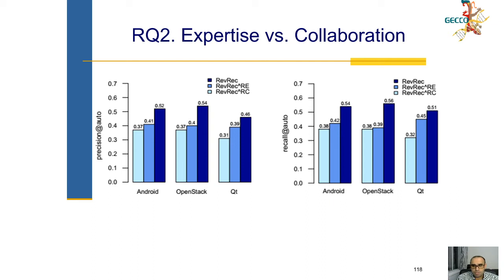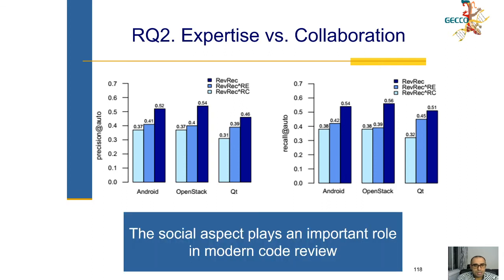The highest precision and recall was achieved when both expertise and collaboration are combined together. So these findings mainly show that the social aspect plays an important role in modern code review.